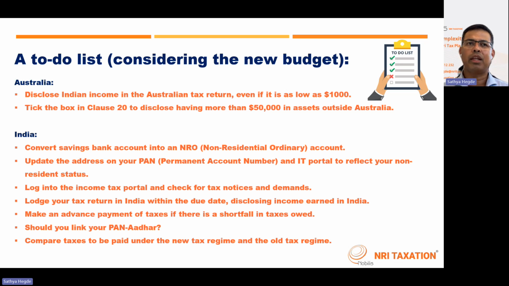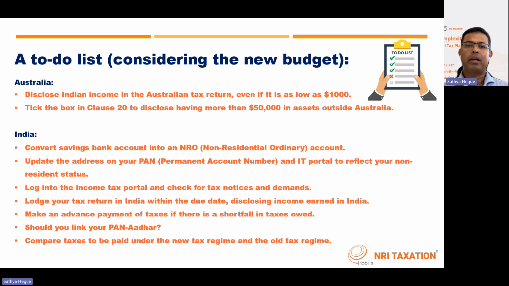And take the clause 20, where if you have property over $50,000 outside Australia. Then in India, pretty simple: convert your savings account into an NRO account, update your PAN, make sure the IT tax office reflects a non-resident status, log into your tax portals and look for any tax notices or demands or issues there, and keep it clean. Lodge your tax returns in India and make an advance payment before March, so that you don't get any extra interest or penalty. And we don't have to have Aadhaar, but if you have one, there's no harm in linking it with PAN. It's easy and less issues.